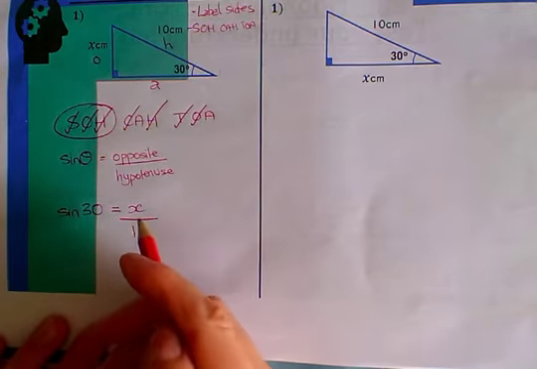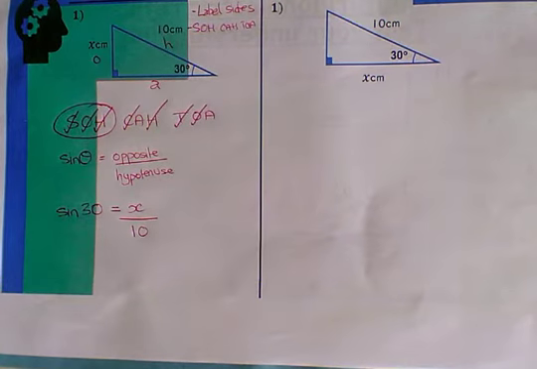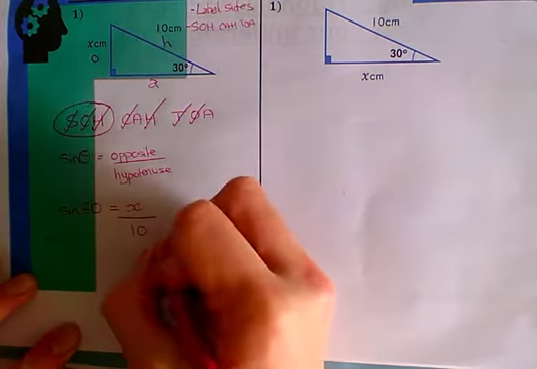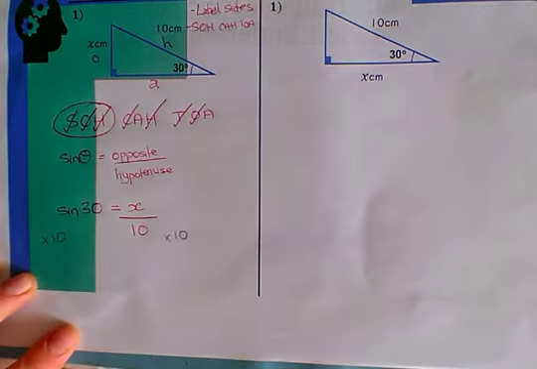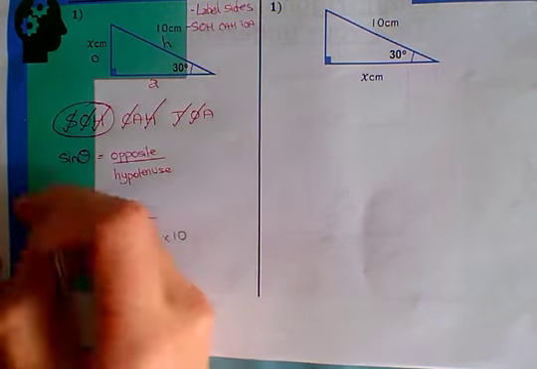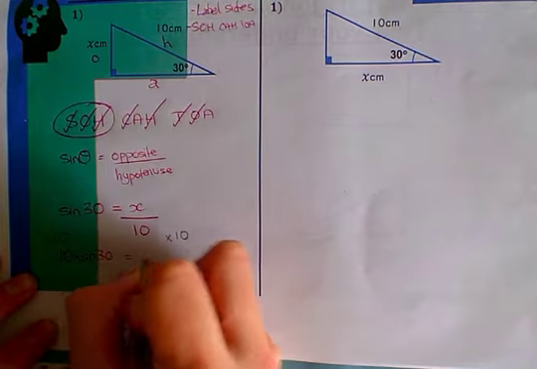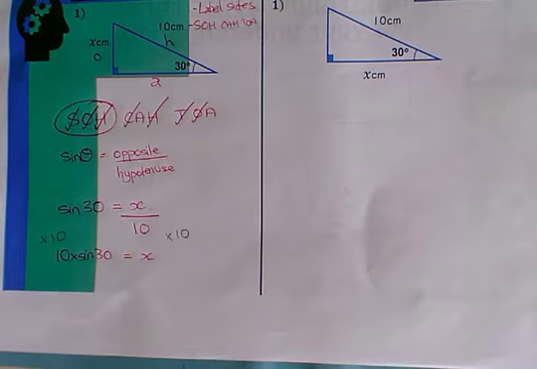So remember, to get x by itself, we need to do the opposite of what's happening to it. So we need to times both sides by 10. And what we'd end up with there is 10 times sine 30 is equal to x.